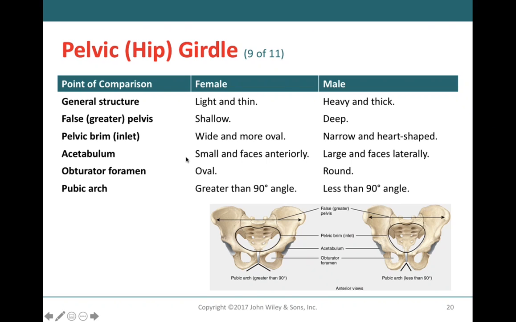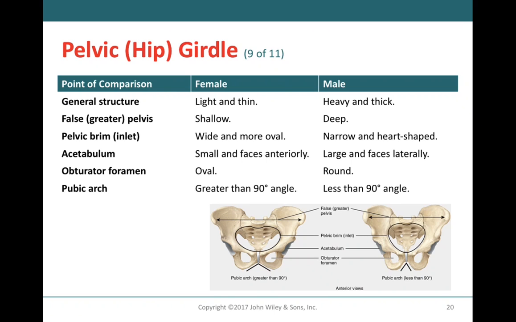With females, the acetabulum tends to be smaller and will actually face towards the front of the body. So you can see the acetabulum here, and the female is pointing towards the front. However, in the male, the acetabulums are going to be a bit larger, and they're going to actually face more laterally, so they'll be pointed more towards the sides.